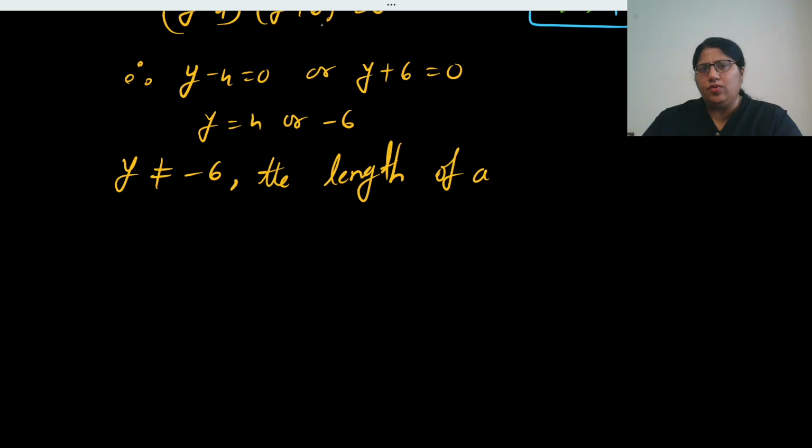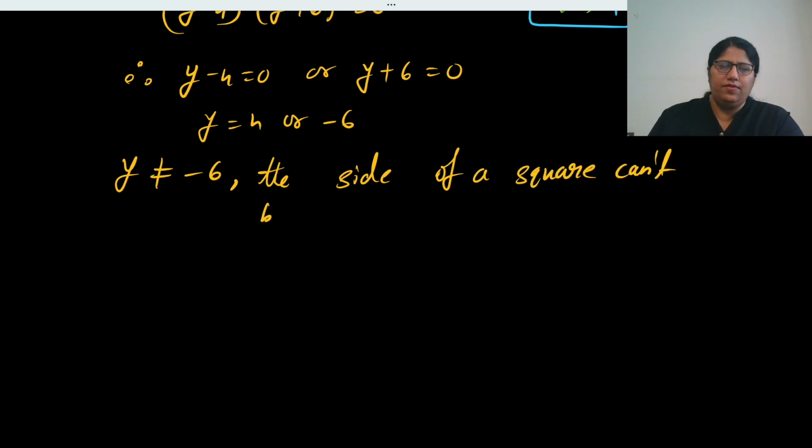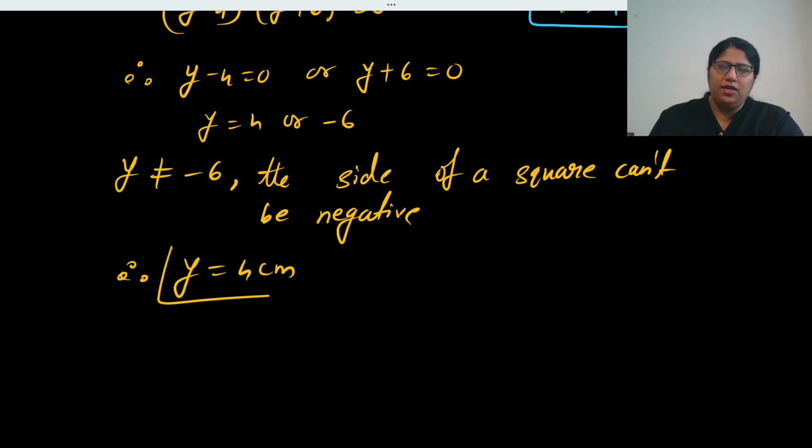the side of a square, because the length of the side means it is the side only, right? So the side of a square can't be negative, right? So what is the value we are going to consider? Therefore y is equal to 4 centimeter, this is the value.